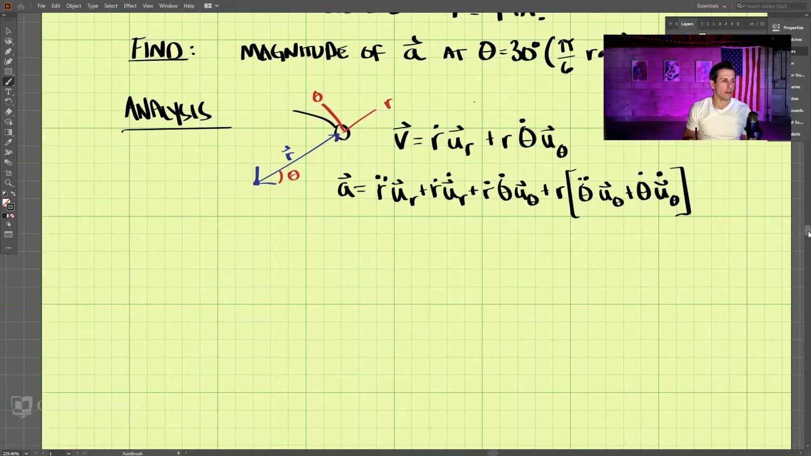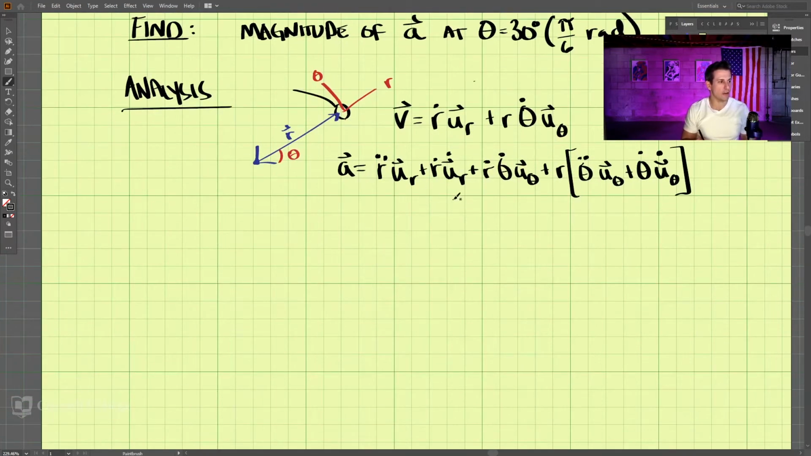So the difficult part is knowing what these terms are: the derivative of the unit vector, and this term over here, which we have, u theta dot. All right. Now, the book derives this on pages 72 and 73, but I'm not going to go into that. It gets too far in the weeds, and you're probably just looking for the answer anyway. So let's go through here.